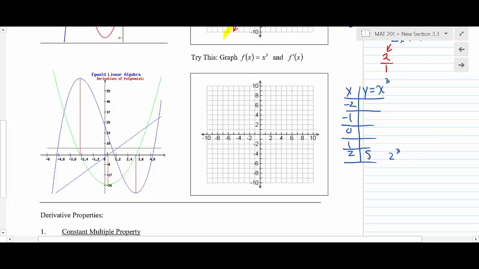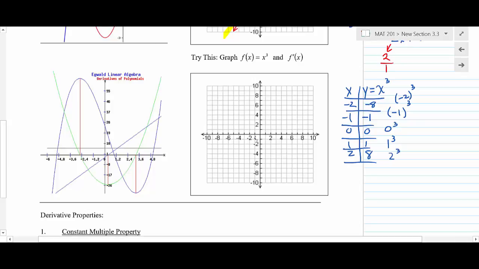So that's 8. 1 to the third is 1. 0 to the third is 0. And then what's negative 1 to the third? That's negative 1. And then negative 2 to the third is negative 8. Okay, that's an odd function. It's got the characteristics of an odd function. So let's go ahead and graph that.